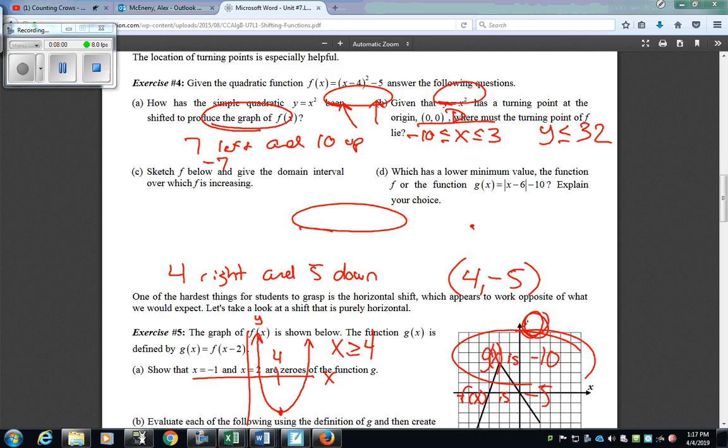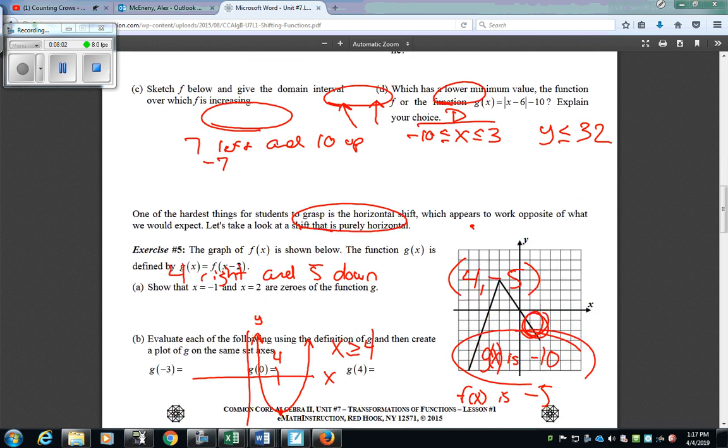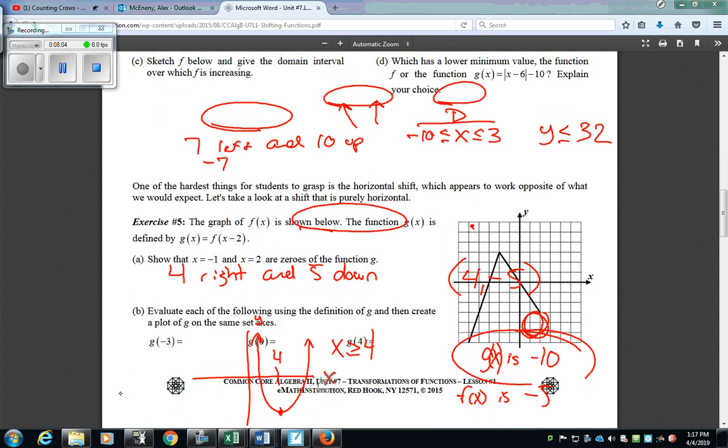So as you go through the other questions, one thing to think about again is what direction they're shifting. Double check that, especially with the x value, because that one's kind of backwards. And also, remember, if you do have a quadratic function or absolute value function, focus on finding those turning points of those graphs as you are doing the shifting.